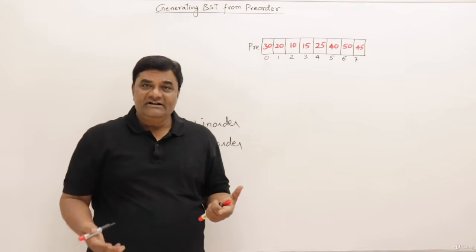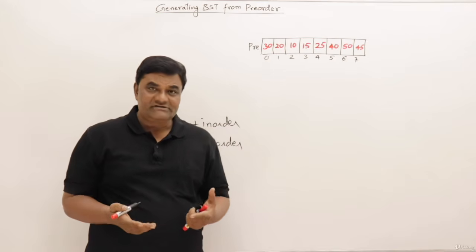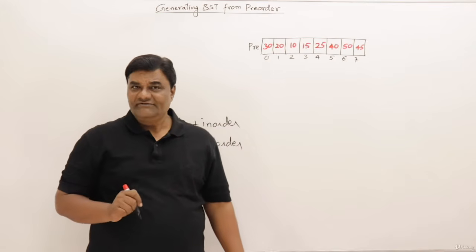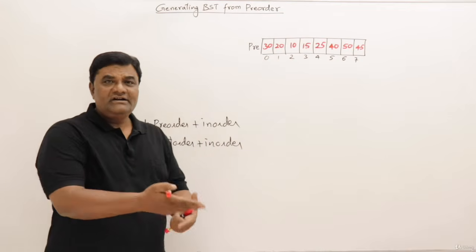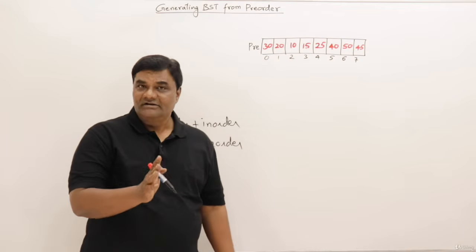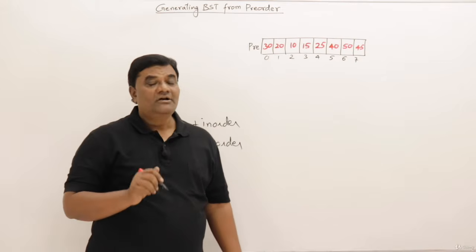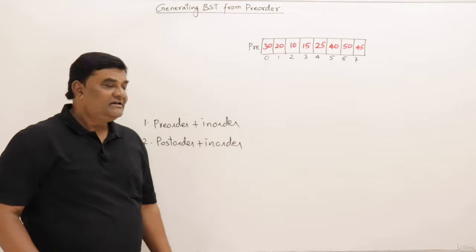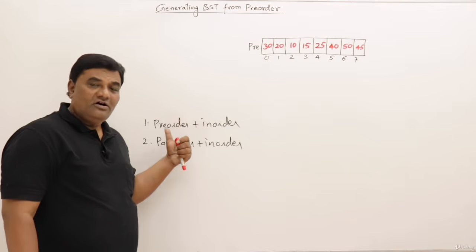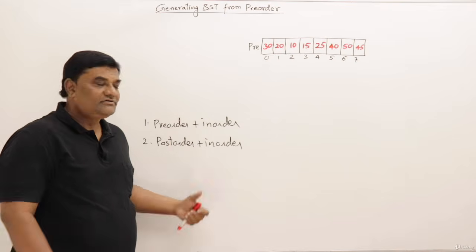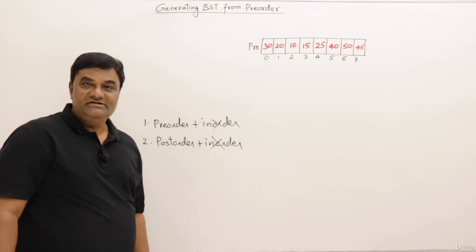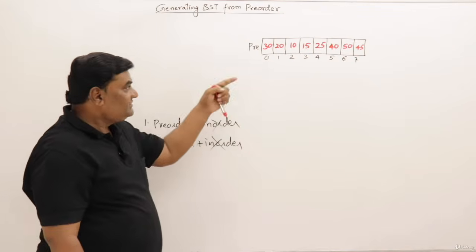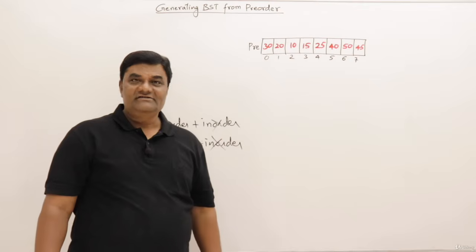So how many traversals should be given to us? Only one traversal is sufficient. That is either pre-order or post-order. In order I can find out. But without in order also, a binary search tree can be generated just using pre-order or just using post-order. So we don't need in order. Without that also a binary search tree can be generated. So just using pre-order we can generate a binary search tree.